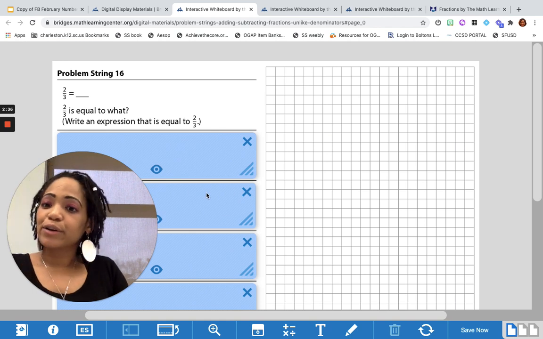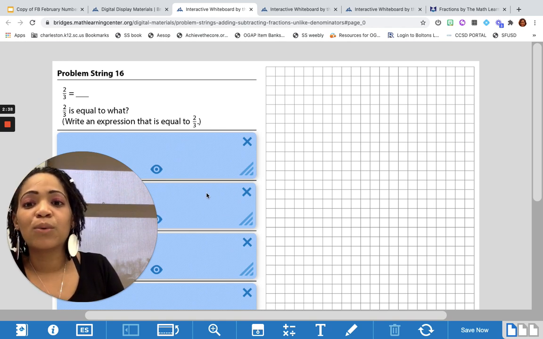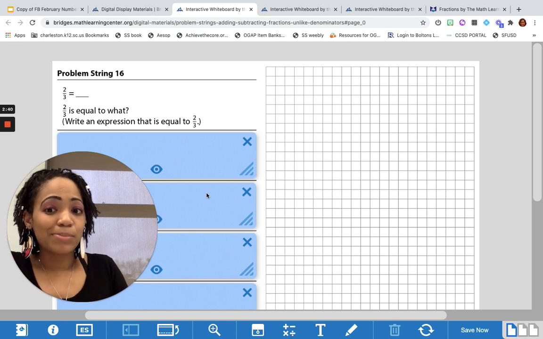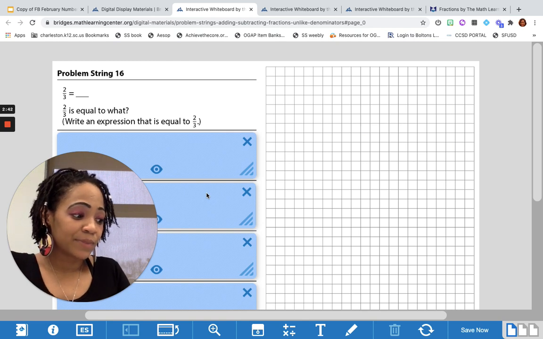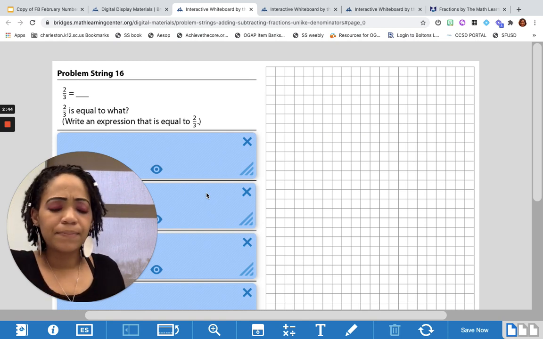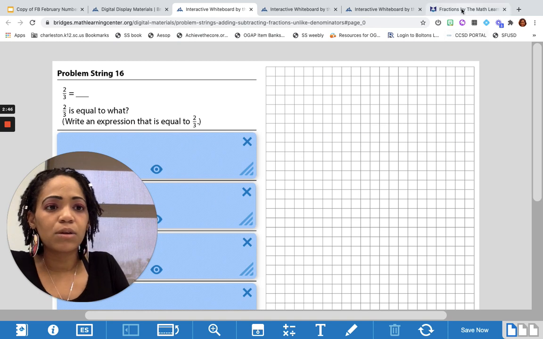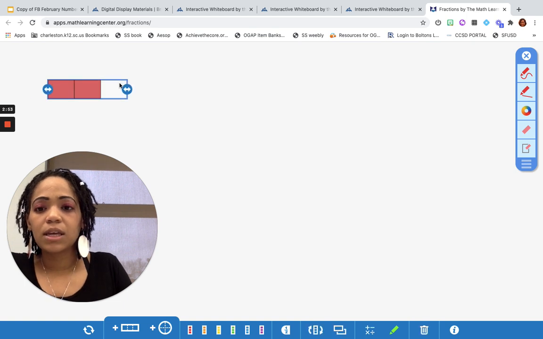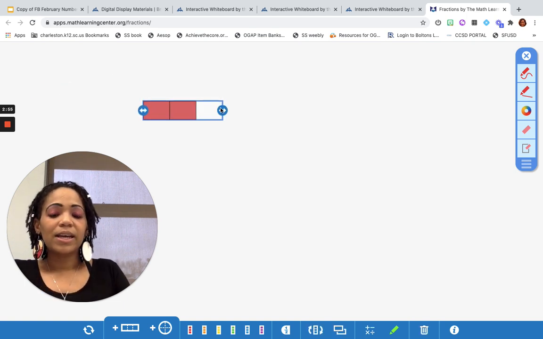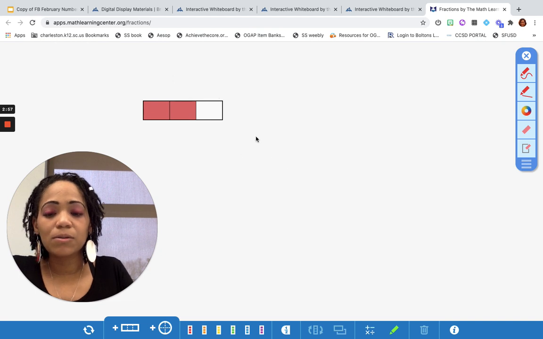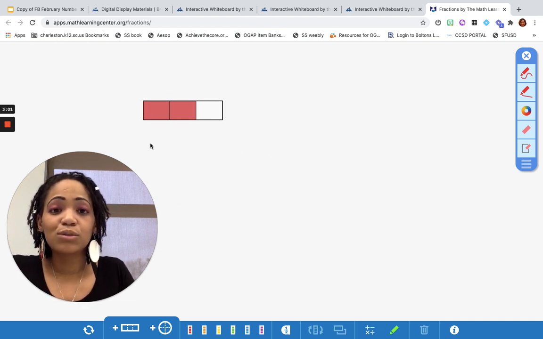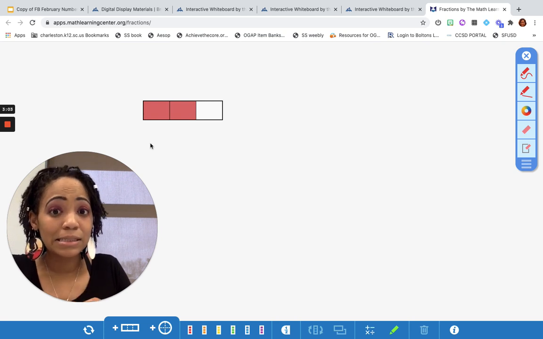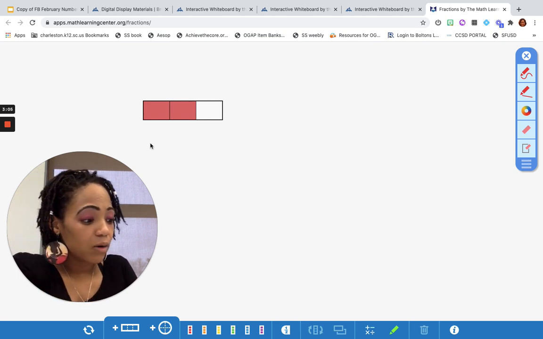It says 2/3. 2/3 is equal to what? Write an expression that is equal to 2/3. So let's do that. What is 2/3 equal to? I'm going to go to my fraction app here. And let's see, can I move this? Perfect. So here is 2/3 represented. And hopefully you know that 2/3 means that I am talking about 2 1/3 size pieces of my whole.